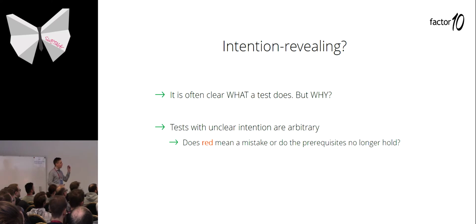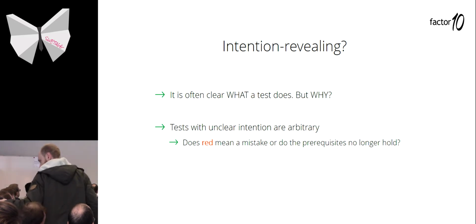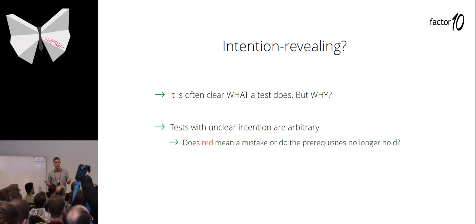Because if an arbitrary test fails, does it mean that I made a mistake? Or does it mean that I have changed the prerequisites for the test? For example, we had a new requirement, we needed to make a change to accommodate it, and an old test failed. Was it because the old requirement and the new requirements are incompatible? Or did I break something for real? I don't know. And if I don't know, how am I supposed to fix it? What am I supposed to do?